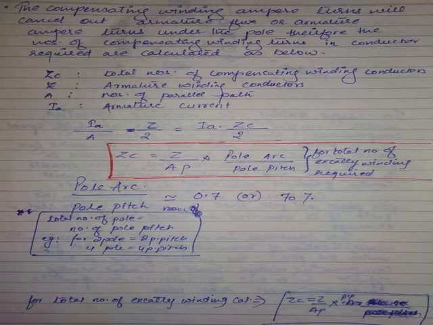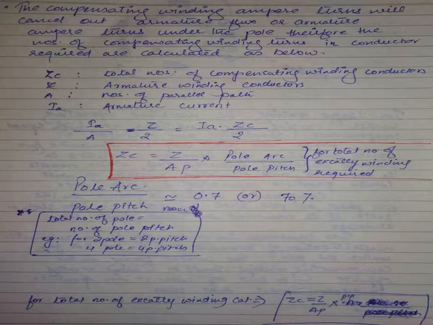This is the armature. If you have four poles, what is the pole pitch? Can we say from this point to this point pole pitch divided into four equal parts? Even in a four-pole machine, any pole machine, the pole arc will be less than pole pitch. Always.